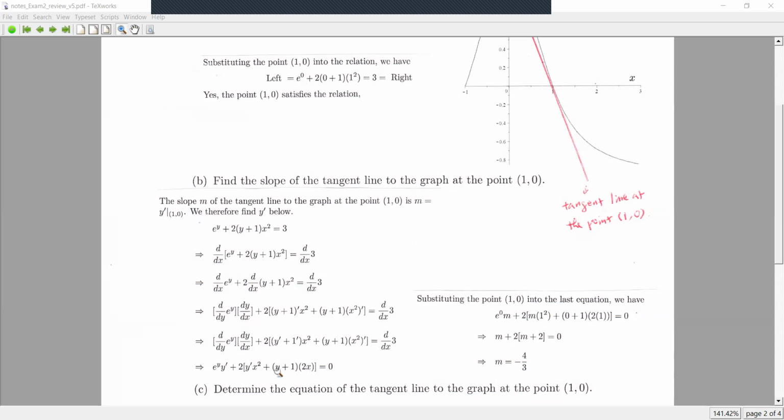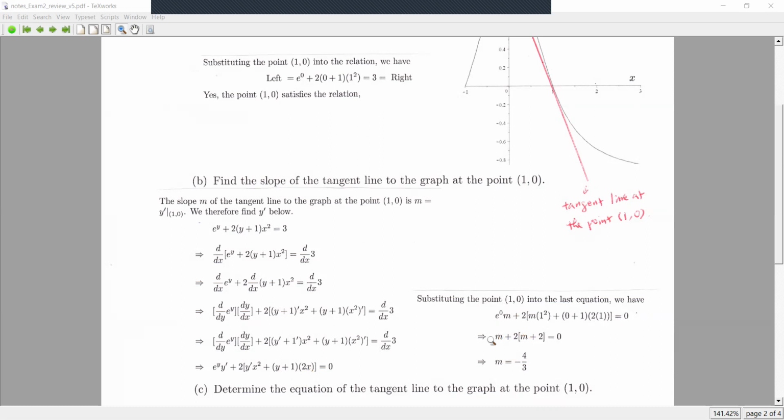Plug in a point in y, y is 0, so we get 0. And plug in a point in x, we get x is 1. So we have this equation. Solve this equation for m.